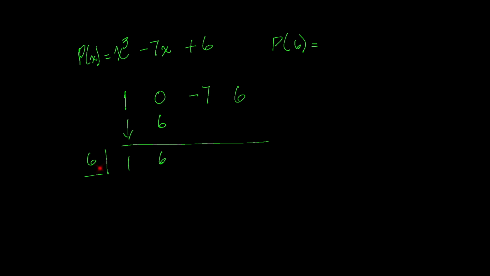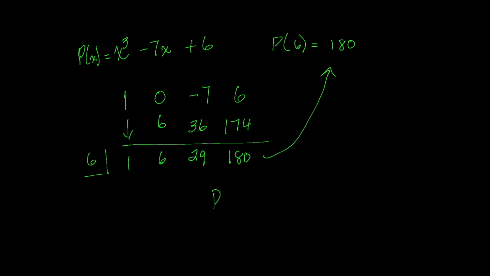Then I multiply 6 times 6 to get 36. Then I add negative 7 and 36. That gives me a 29. And then 6 times 29. Well, that's 6 times 20, which is 120, plus 6 times 9, which is 54. So that is 174. So we add the 6 and the 174, and we get 180. So that tells me that p of 6 is 180.